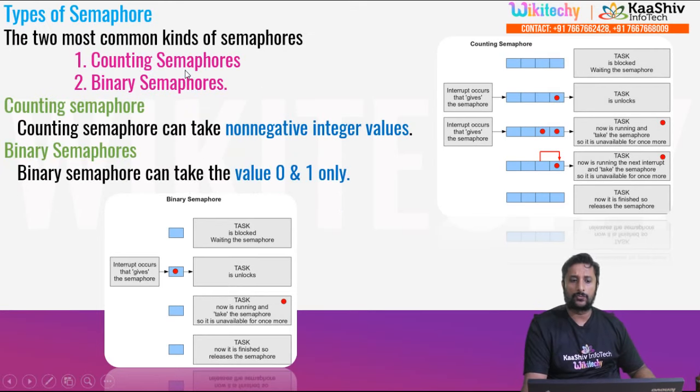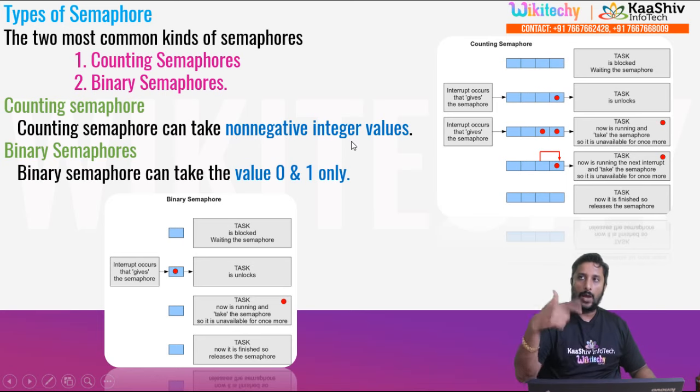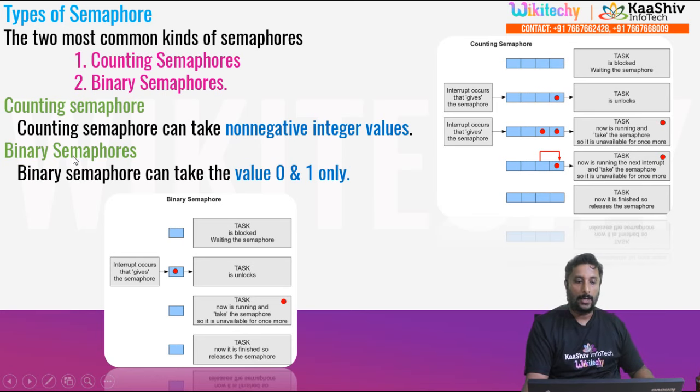And semaphore is of two types. One is the counting semaphore, which is a non-negative integer value, 1, 2, 3, 4, it will increment. And the other is the binary semaphore, which is either 0 or 1. That's how it will be.